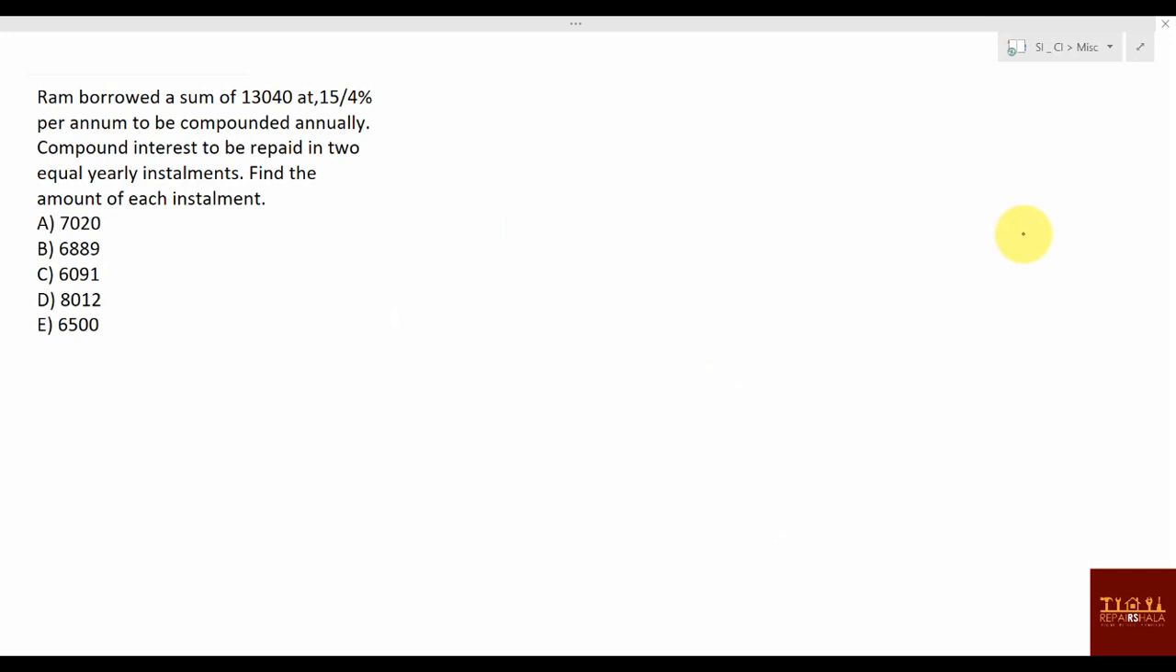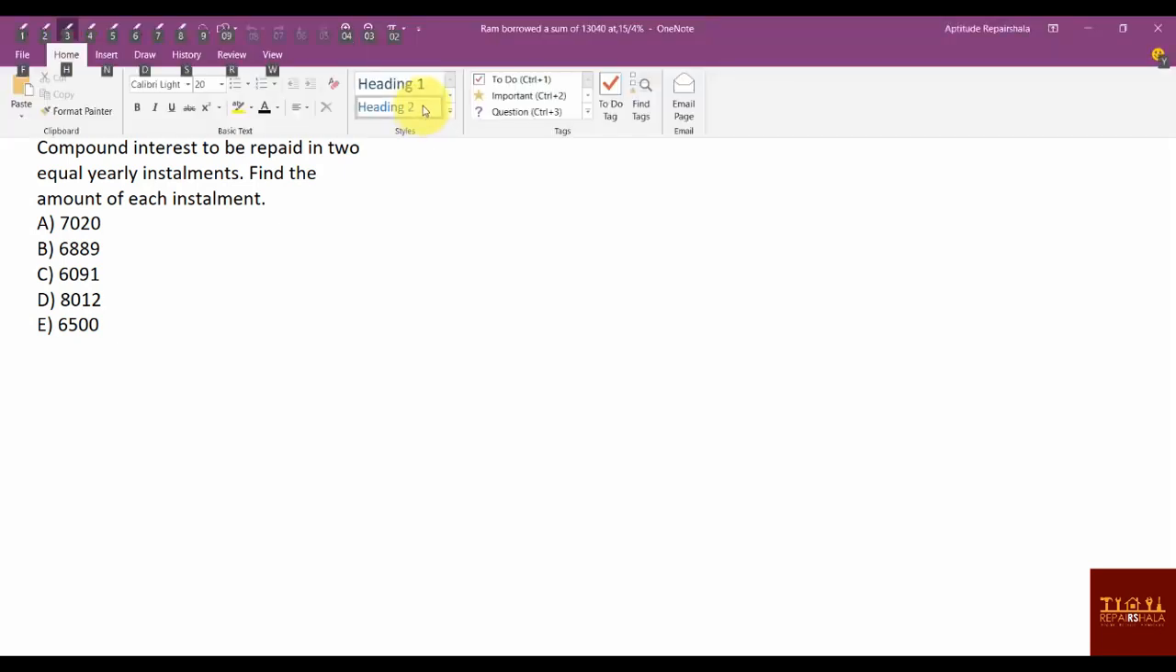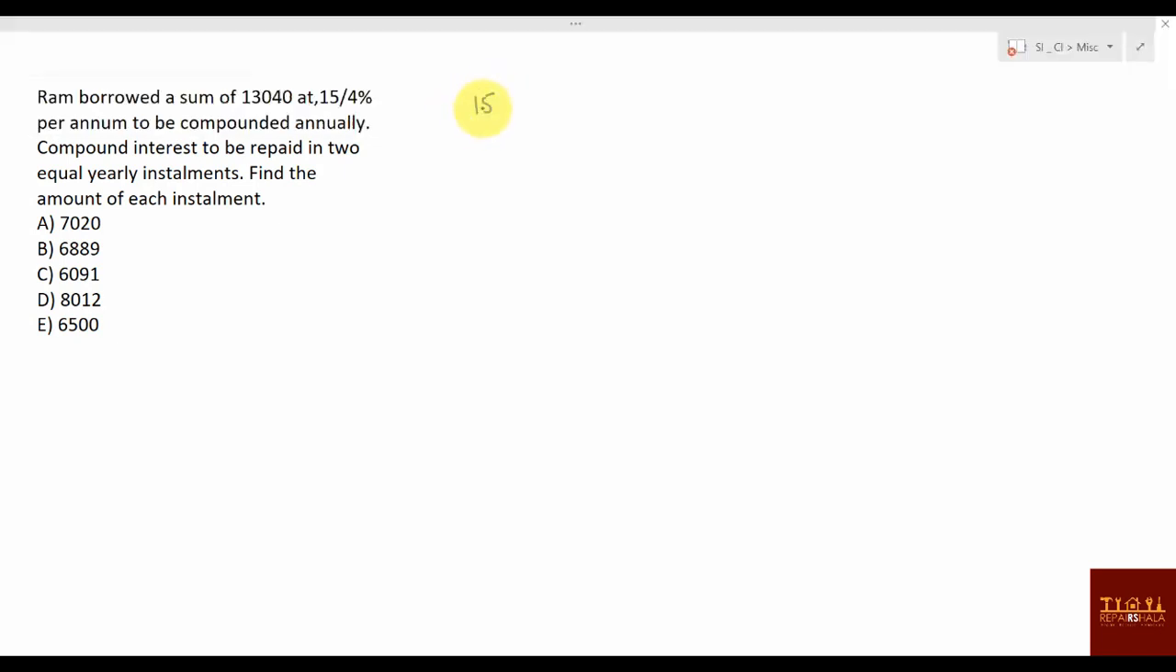Now another one. Ram borrowed 13040 at 15 by 4% per annum, compounded annually. The compound interest is to be repaid in 2 equal yearly installments. Find the amount of each installment. So again, I'll tell by the easy method only. 15 by 4% would be what? 15 by 4 into 100, or you can say 3 by 4 into 20, or you can say 3 by 80. Means if the amount is 80, it will become 83 in 1 year, and in 2 years it will be 80 square and 83 square.